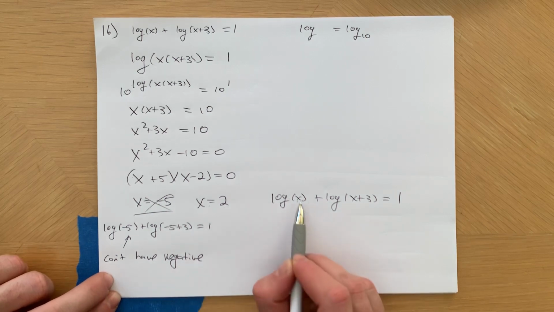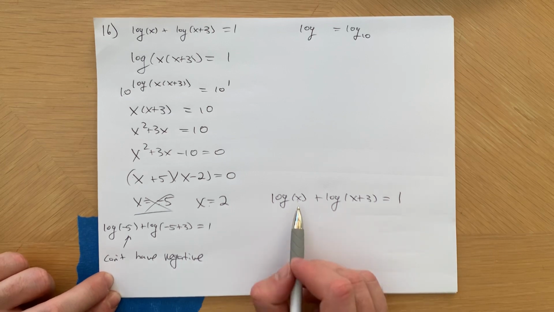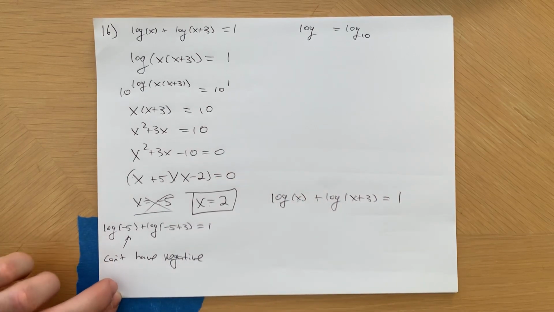But if we were to plug in 2, there'd just be a 2 here, and a 2 plus a 3, which is a 5 here, and then the 1. So no negatives on the inside of our log. So for this situation, x is 2 is going to be our only answer for this problem.